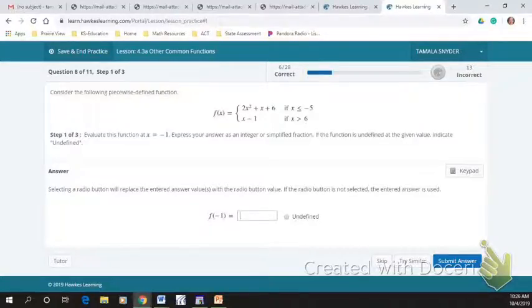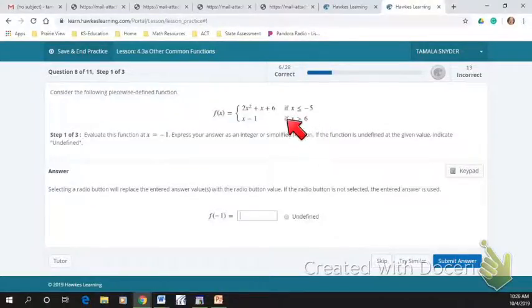Okay, so on this one, once again, ignore all the wordy stuff. Just look down here. They want you to find f of negative 1. So when you look up here, do either one of these meet that criteria? Is negative 1 greater than 6? Is it less than or equal to negative 5? It is not, right? It doesn't meet either one of the criteria.